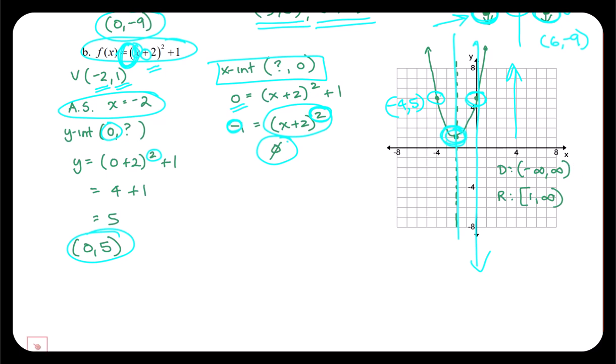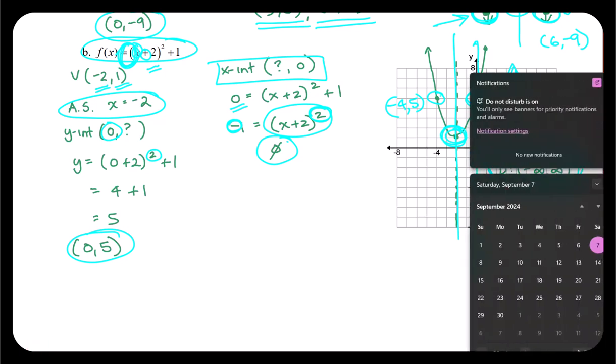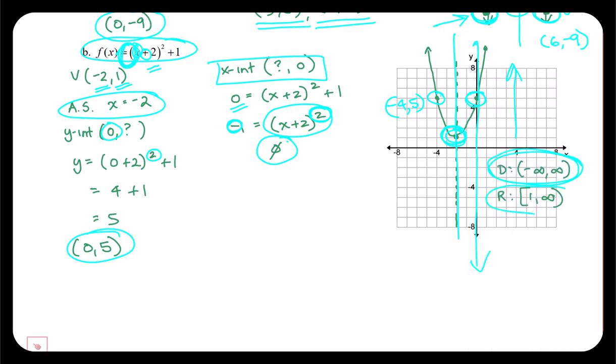So left to right, forever, negative infinity to positive infinity. Bottom to top is from 1 to infinity. And I include the 1, that's why the 1 has a bracket.